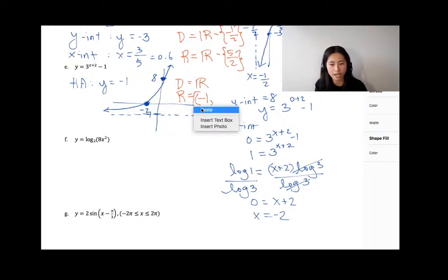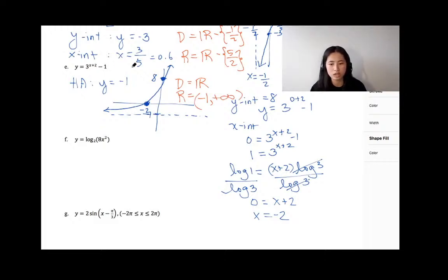So this is not a square bracket. That's the difference between drawing a round bracket versus a square bracket, because if you have a square bracket, that means your function is also included. But your function is not included, therefore it's going to be a round bracket. And this is round -1, comma, positive infinity, because it goes all the way up until positive infinity.